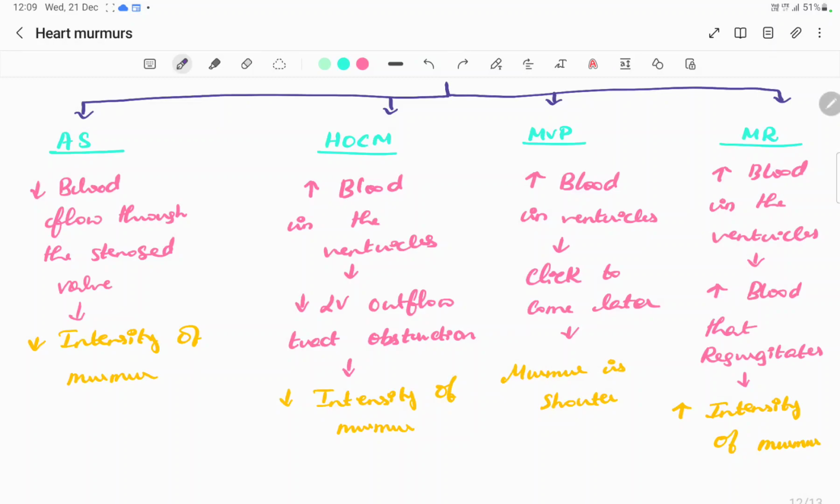Coming to mitral valve prolapse, again the blood in the ventricles is increased, so the click will definitely come later because the blood in the ventricle is increased. So if the blood in the ventricles has increased, that is going to cause the click to come later, and that is going to lead to the murmur being shorter. So that is a change that's going to happen in the mitral valve prolapse.